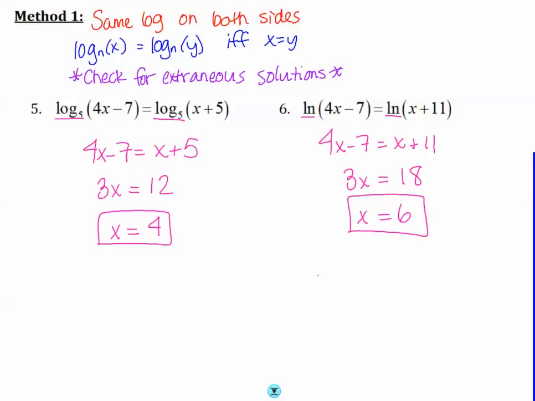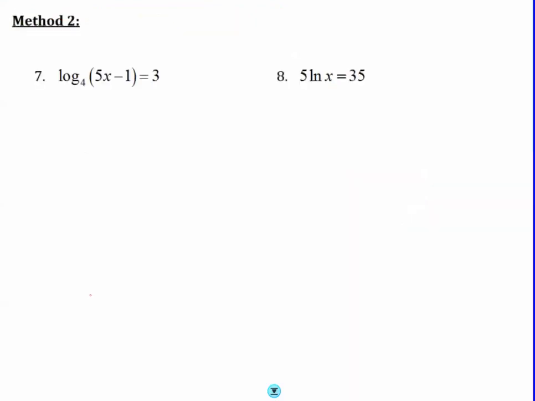We have one more type of problem that we could come across. If there's no way to make the equation have the same log on both sides, then we need to switch it to an exponential. But we still need to check for extraneous solutions.